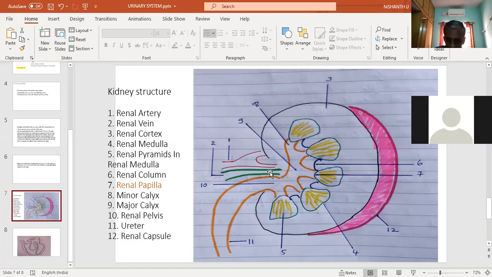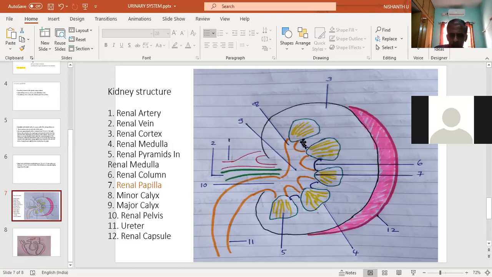Now what you have to understand: in the whole kidney, this outer portion, the back portion, you can see is called the renal cortex. This entire area is called the renal cortex. And you can see so many structures are there, around 7 to 18 structures. They are called the renal medulla. I repeat again, the kidney is divided into two parts inside. This portion is called the renal cortex, and this portion is the renal medulla.